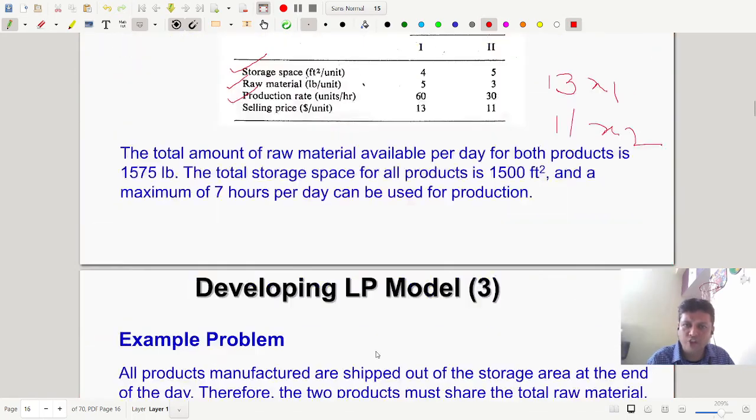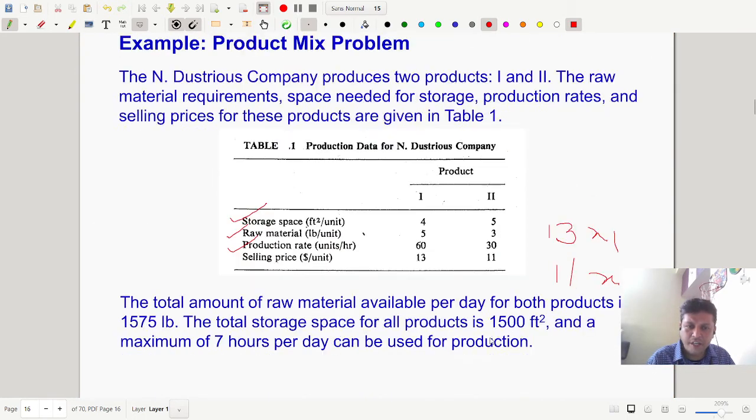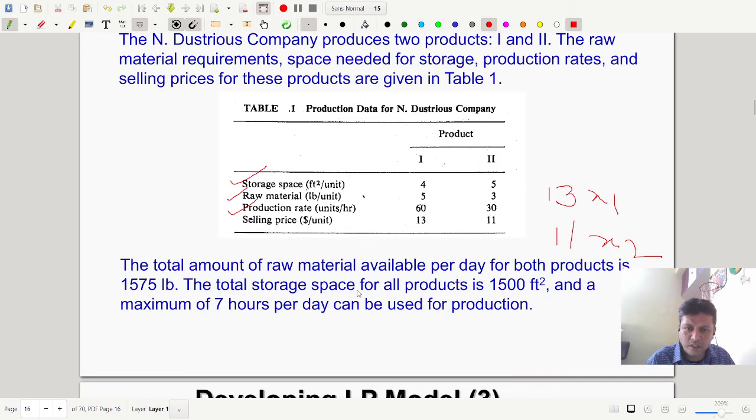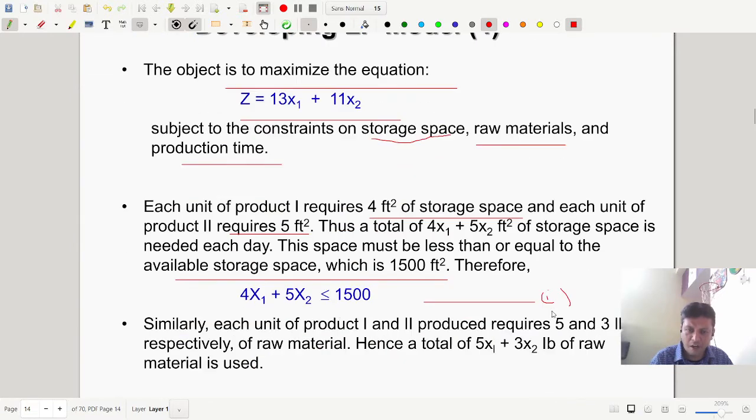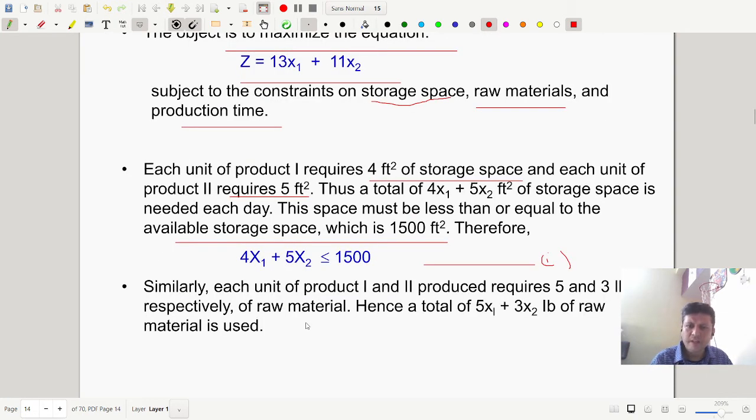Look at the chart. Restricted. The storage space for all products is 1500 square feet. Your storage space cannot go beyond that capacity. It is restricted capacity. The capacity is 1500. So you have to restrict yourself here. So 4x1 plus 5x2 less than or equal to 1500 is the first restriction constraint.